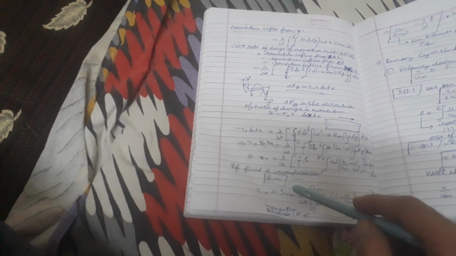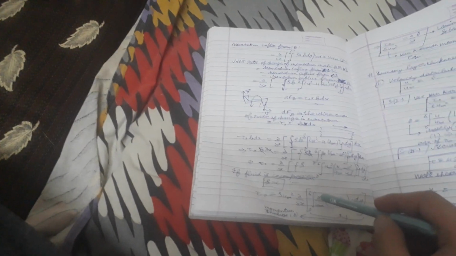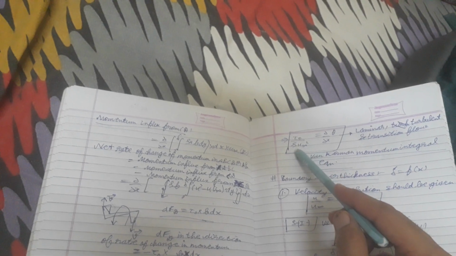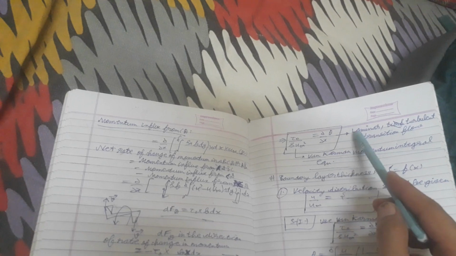If the fluid is incompressible, rho is constant. Tau naught is equal to rho u infinity square into del by del x of the integration from 0 to delta of u by u infinity into 1 minus u by u infinity into dy, which is the momentum thickness theta. Then tau naught is equal to rho u infinity square into d theta by dx, which holds for laminar, turbulent and transition flow. This is the von Karman momentum integral equation.